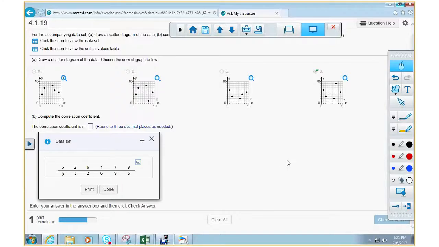Use your calculator. L1 means the first column. L2 is the second column.